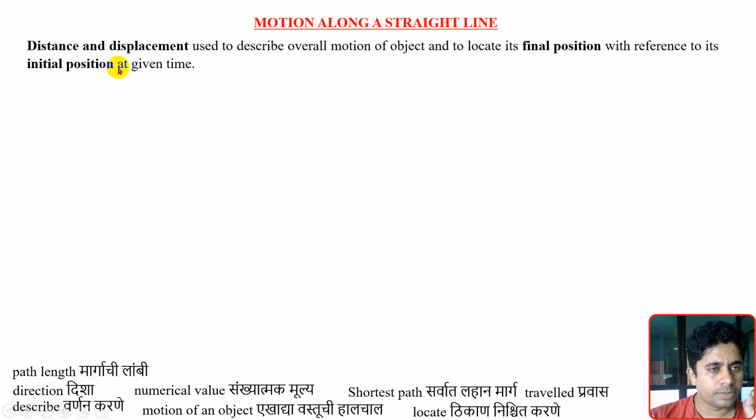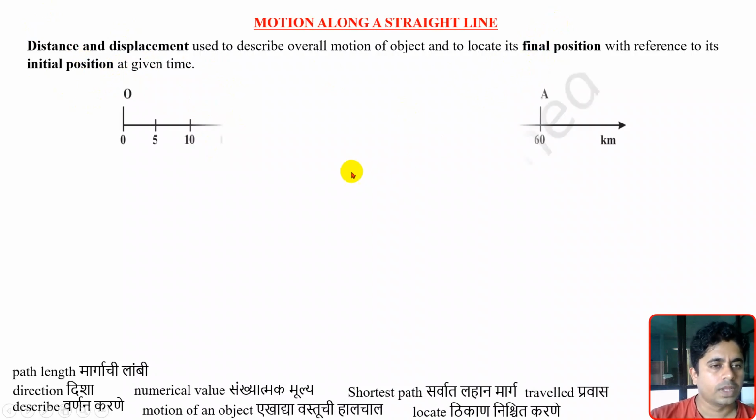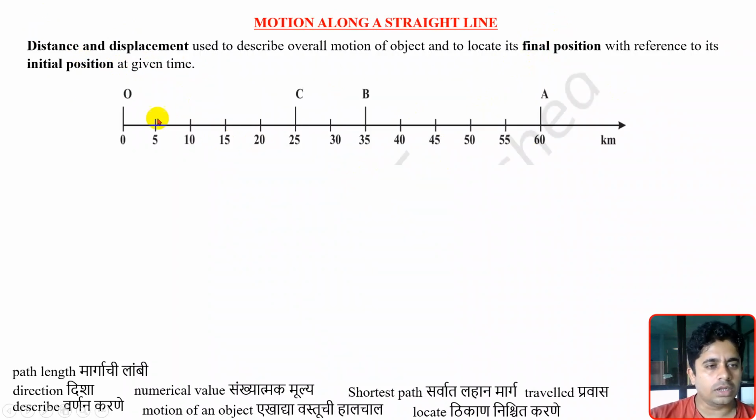Whenever the terms distance and displacement come, we have to focus on the object's initial position and final position. These are very important. This is the object's travel we have considered. A, B, C correspond to the positions of the object at different instances, and O is the initial position or origin. Now we want to compare distance and displacement for a few more points.